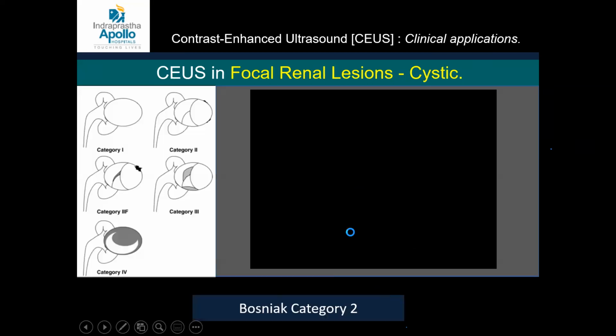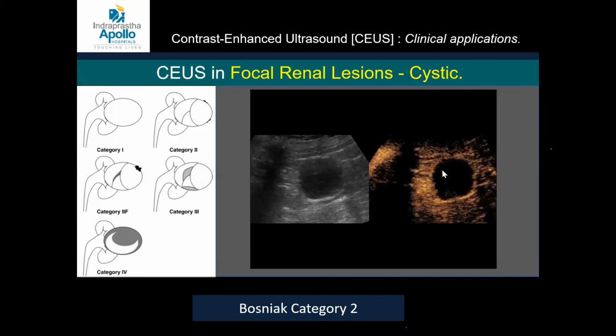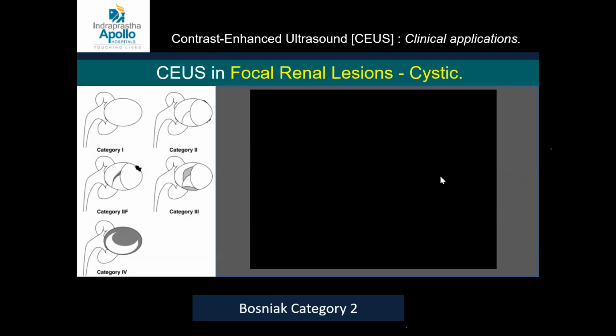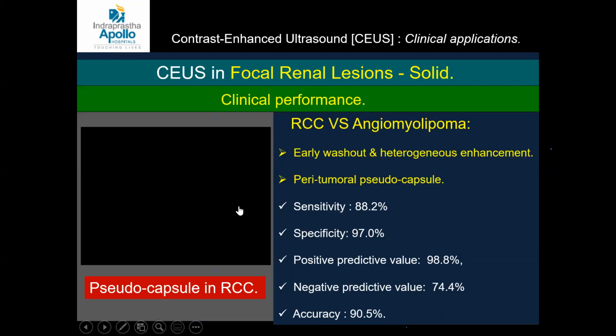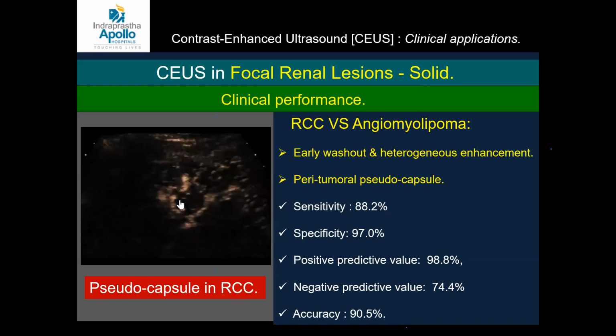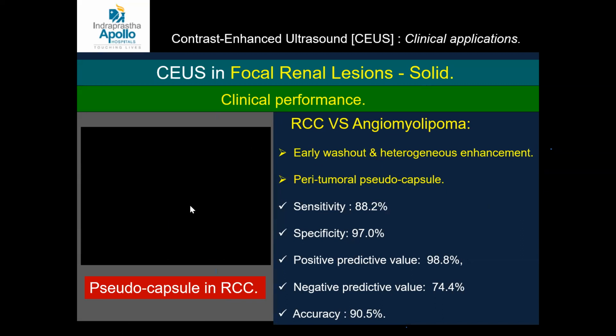So here you can see a Bosniak category 2 lesion, and there is a focal lesion in the right kidney, and there is some degree of enhancement along the wall of this lesion seen with IV ultrasound contrast. Then again, RCC versus angiomyolipoma, you need to look at this enhancement which is happening in the peripheral part of the lesion, and therefore this suggests that this is likely to be an RCC because of the intense enhancement in the early phase of the contrast ultrasound study.